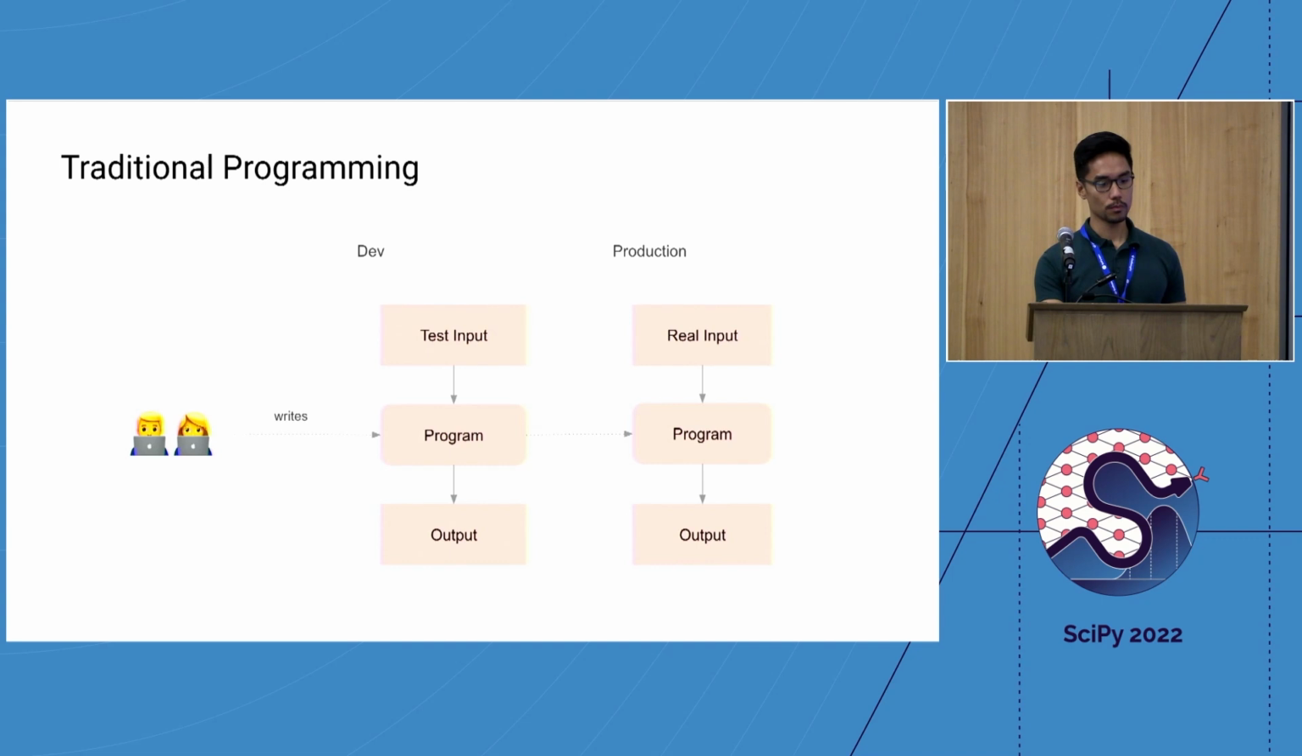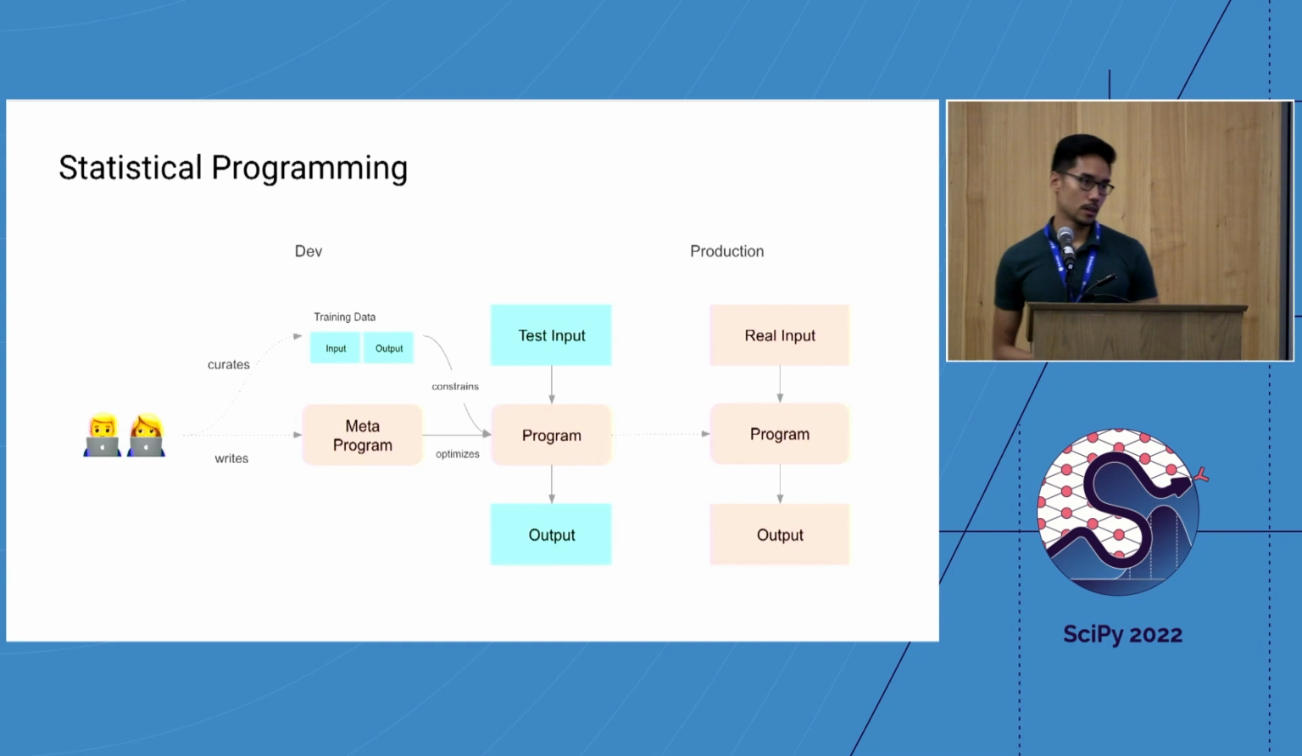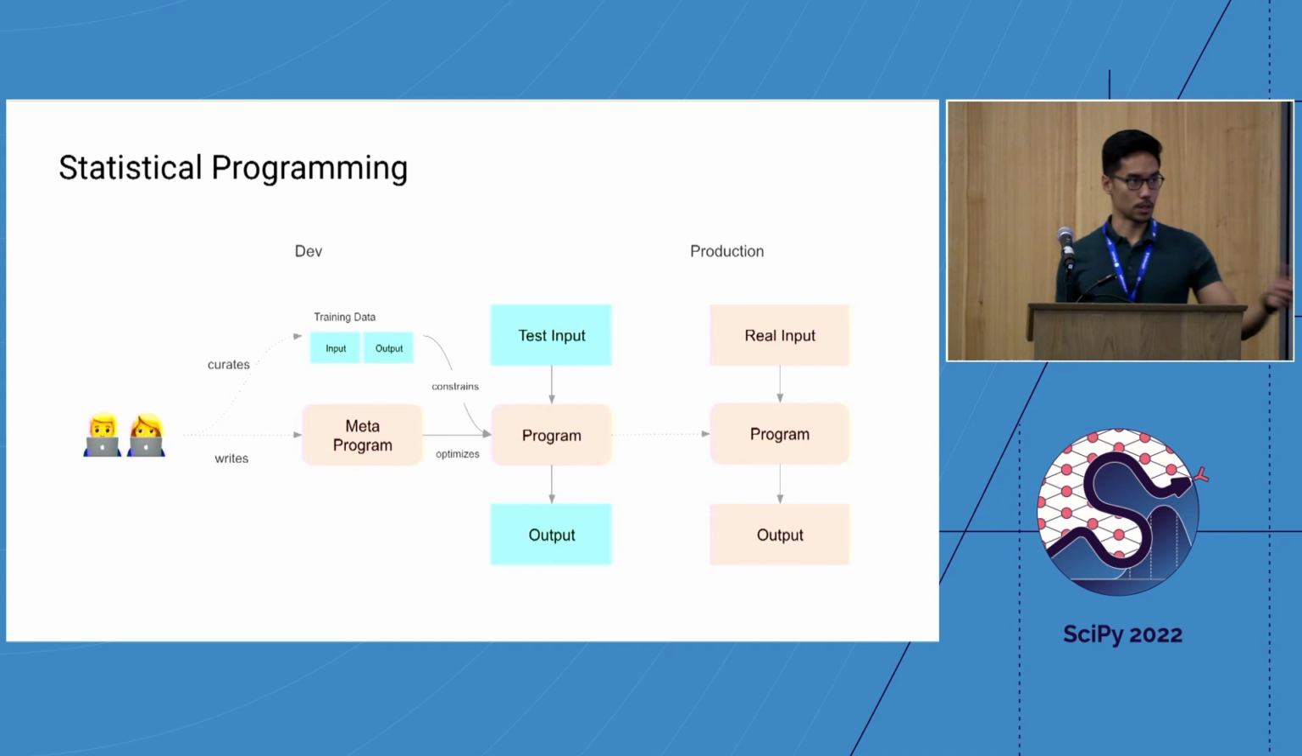So statistical programming, let's just stick with machine learning since that's in the title of this talk. In statistical programming, it looks kind of similar, but it's quite different in practice. So as a programmer, you both write a metaprogram, and in this case, let's say it's a learning algorithm, some kind of routine that finds some global or local optimum of some space, parameter space. But you're not only doing that, you're also curating some data. And so in a supervised learning setting, you are curating some kind of input-output mapping.